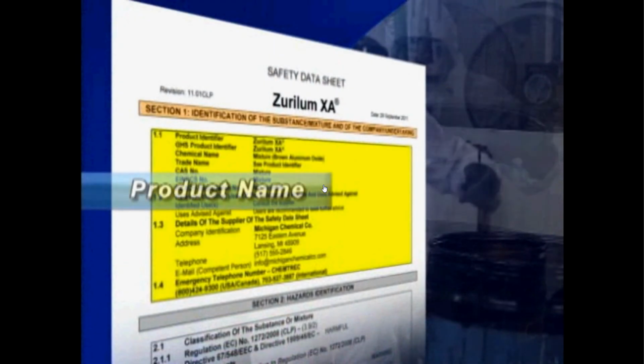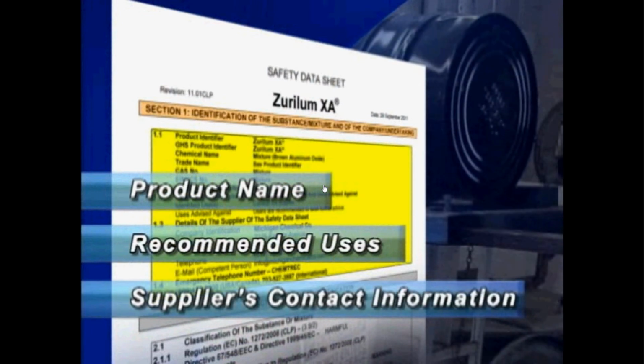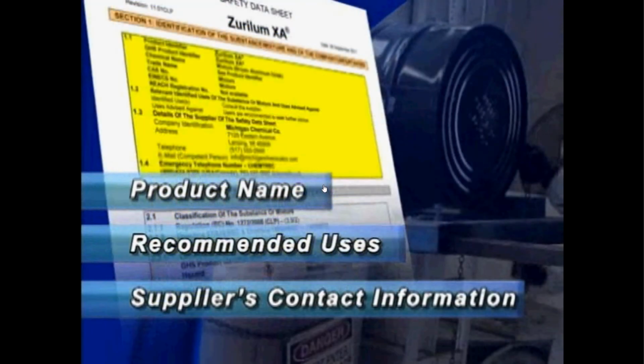What are the categories? Here's a brief overview of each. This first section identifies the substance or mixture by product name, lists its recommended uses, and provides the supplier's contact information, including address and phone number. The next section contains the GHS hazard classification for the substance or mixture, along with hazards not covered by the GHS, such as dust explosion. Elements from the container labels, such as precautionary statements and hazard symbols, also appear in this section.